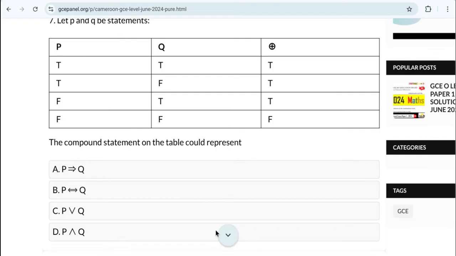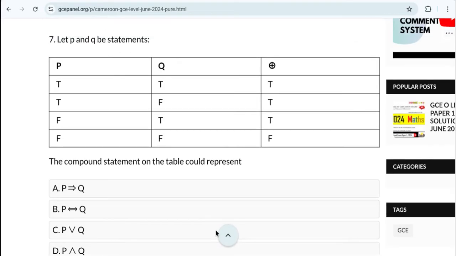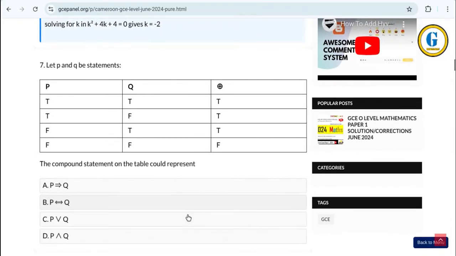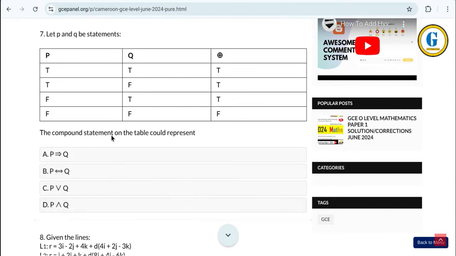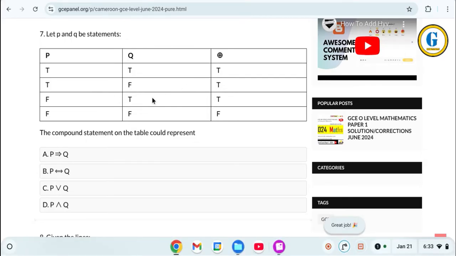Question 7. Let P and Q be statements, and this is the table representing those two statements. When P is true and Q is true, this statement is true. When P is true and Q is false, it is still true. When P is false and Q is true, it is true. When both are false, it is false.